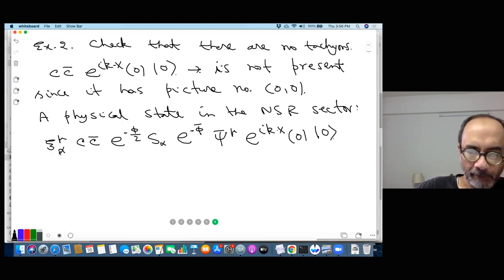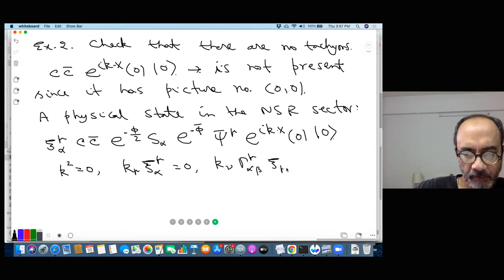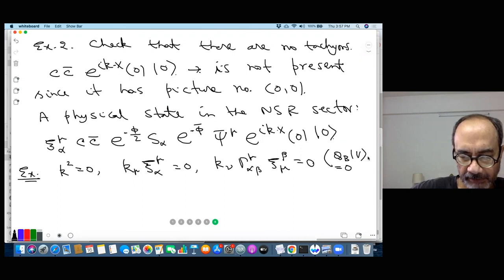And then we have to check the Q_B, the BRST condition. That gives conditions on k and xi. In particular, we have k squared equal to 0. And then k^mu xi_{alpha mu} equal to 0. And then k_nu gamma^nu_{alpha beta} xi^mu_beta equal to 0. So this I'll leave as an exercise. This comes from the Q_B V equal to 0 condition.